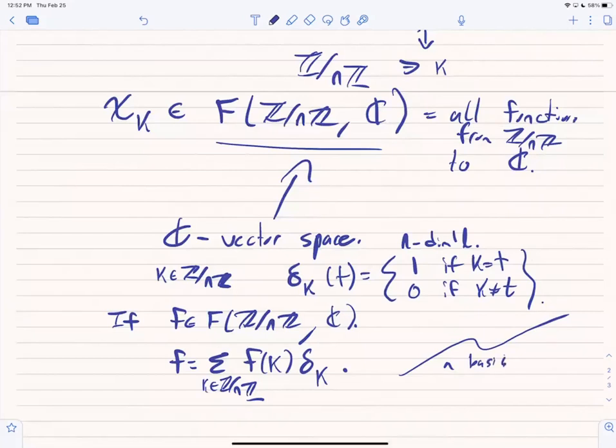And then there's nothing special about Z mod nZ here. This statement is true if I look at the vector space of functions on any finite set. If I have any finite set, I look at the vector space of all functions on that finite set, then I can take these delta functions, or characteristic functions of the one element subsets, and those form a basis for that vector space.